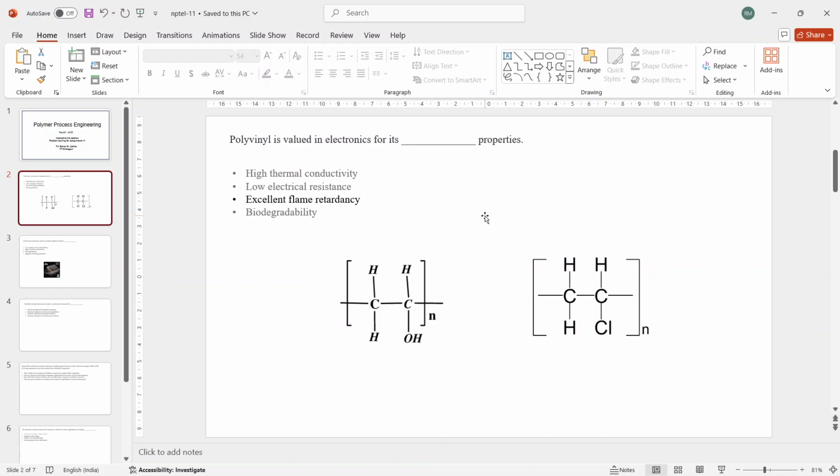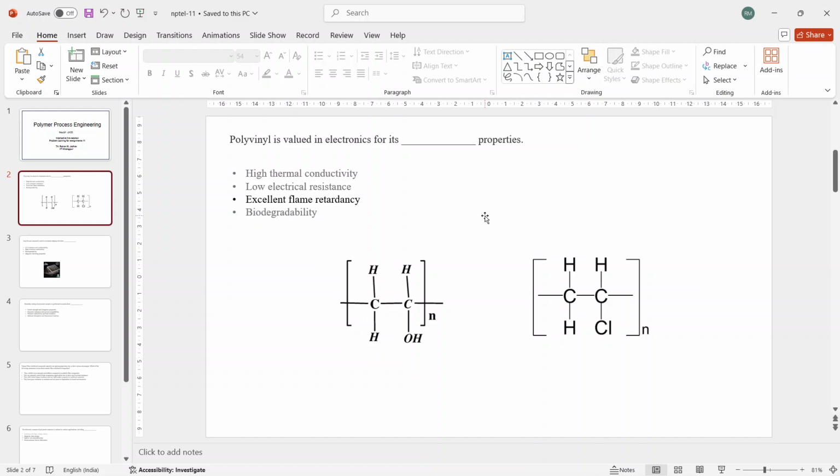The second one is low electrical resistance. Again, this is not the property we are targeting, because low electrical resistance means conductivity will be very high, and we do not want that in any kind of electronic equipment. The third is excellent flame retardancy. Definitely, polyvinyl products can have excellent flame retardancy, but it depends on the amount of plasticizer present in the polyvinyl compound, because the plasticizer actually reduces the flame retardant properties of the compound itself.